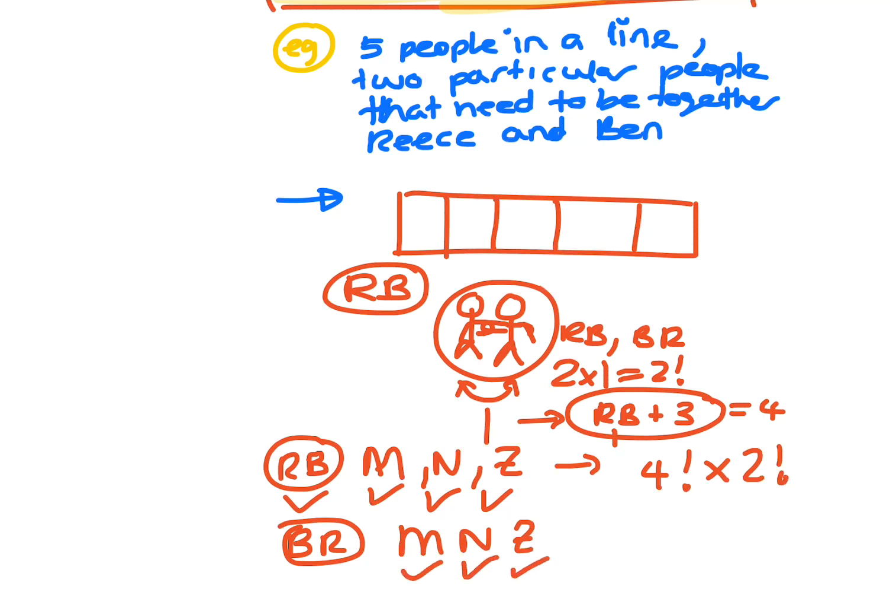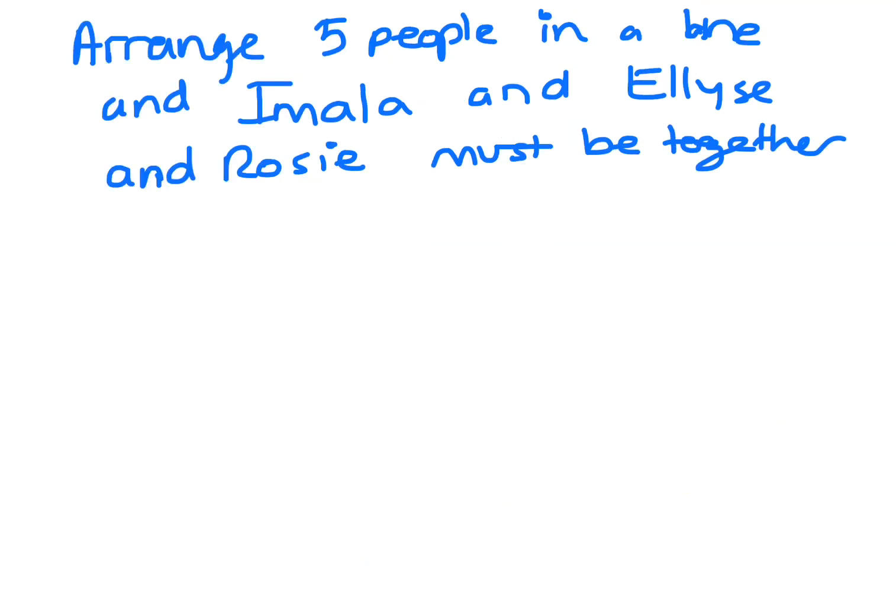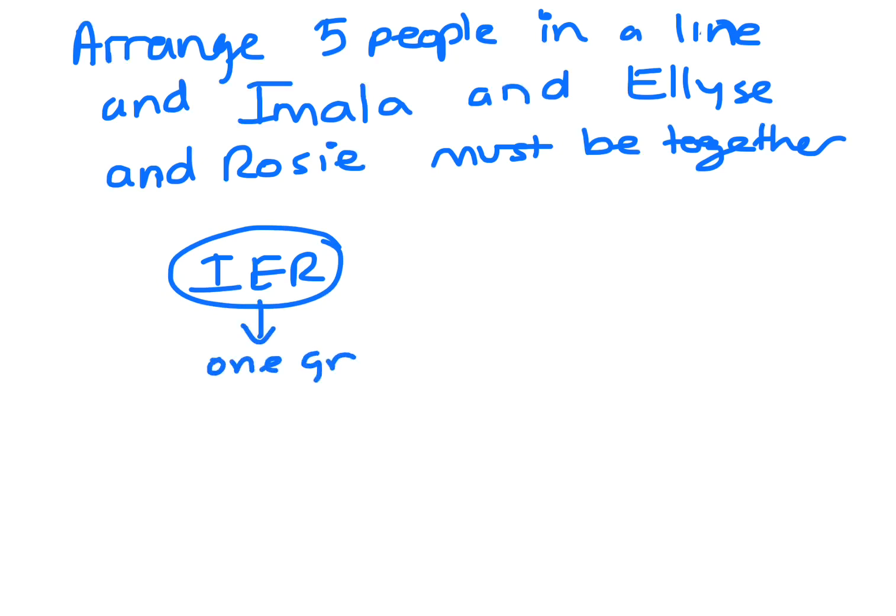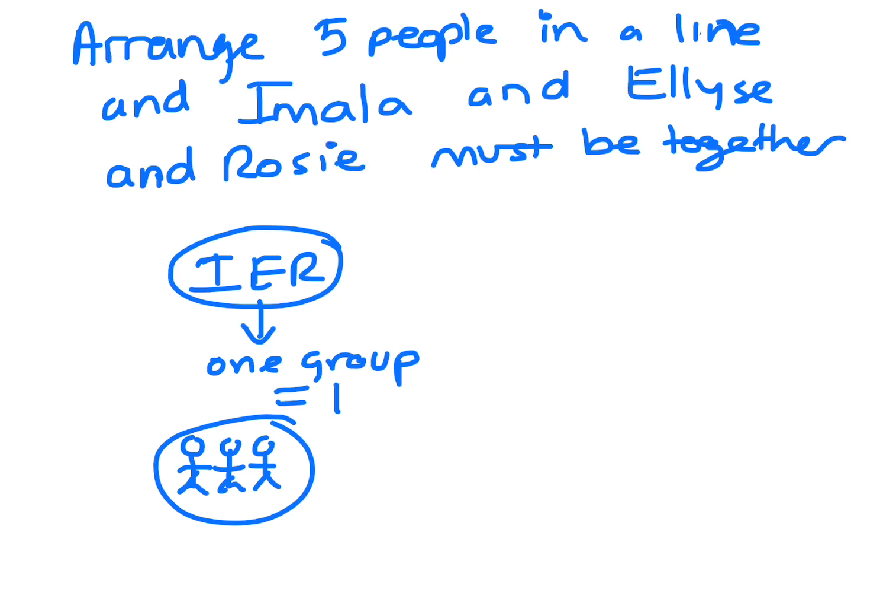Okay, all right. So let's say we're going to arrange 5 people in a line and Amala, Elise and Rosie must be together. If you put Amala, Elise and Rosie together as one group, you treat them as one. So they equal 1 person. Link their elbows so they're all connected. And then if they're 1 person, you have 2 more people left, so you will have 3 altogether.